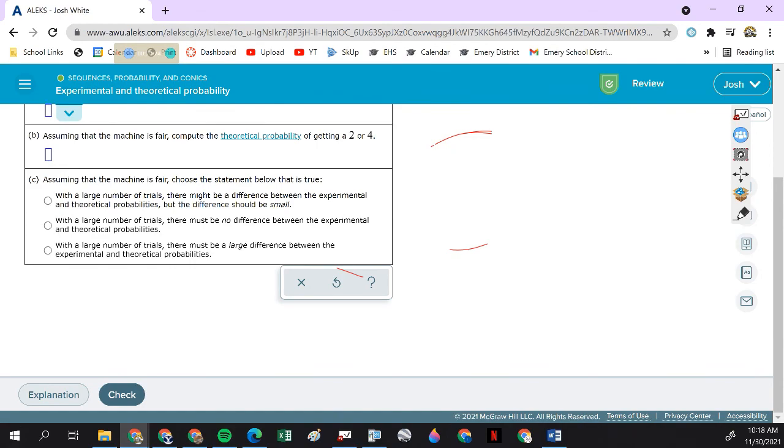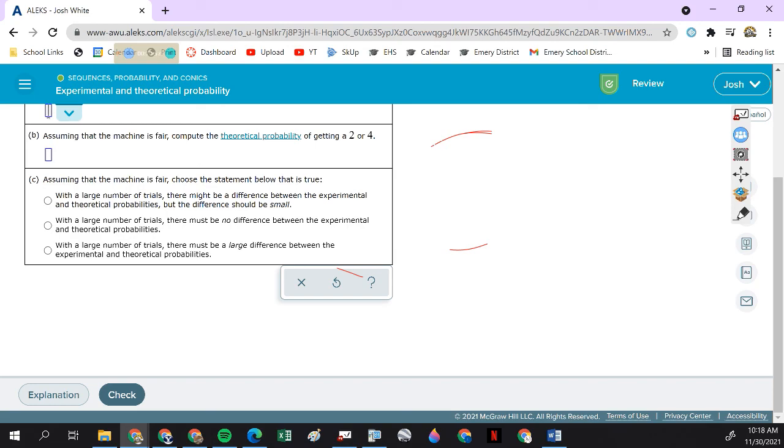Assuming that the machine is fair, choose the statement below that is true. With a large number of trials, there might be a difference between the experimental and theoretical probabilities, but the difference should be small. If we play this game a long time, will the theory and the experience be equal? No, but they should be close. So that one could be true.